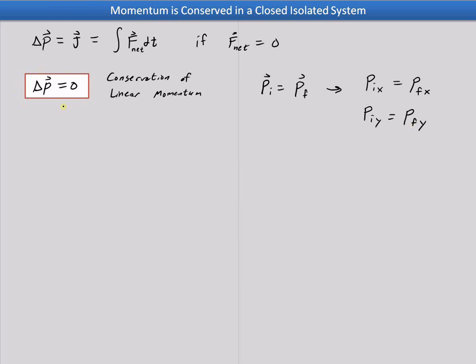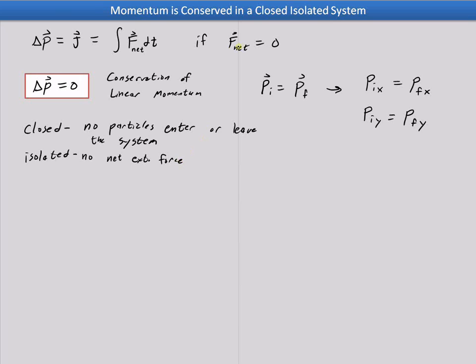Now, for the statement to be true, two things have to hold. The first is that the system has to be closed, and the second is that the system has to be isolated, just like we have in our title up here. Okay, so closed means that no particles enter or leave the system. So no mass is added or removed from our system. And isolated means that there is no net external force. That's the statement up here.